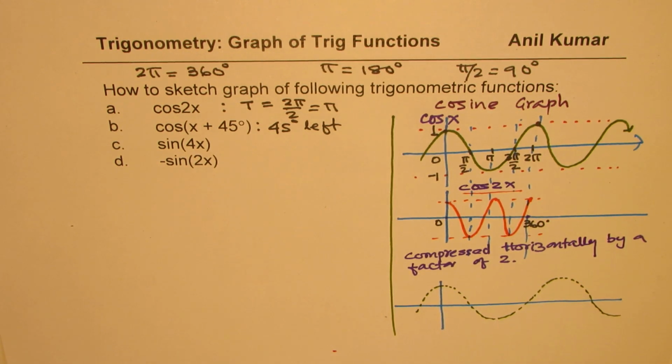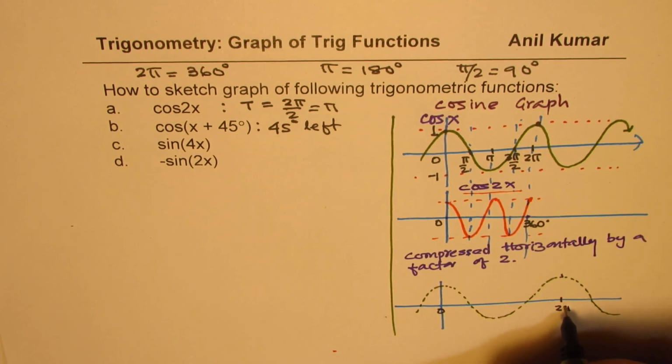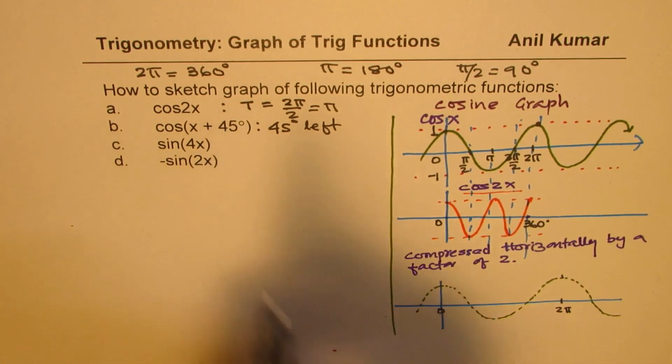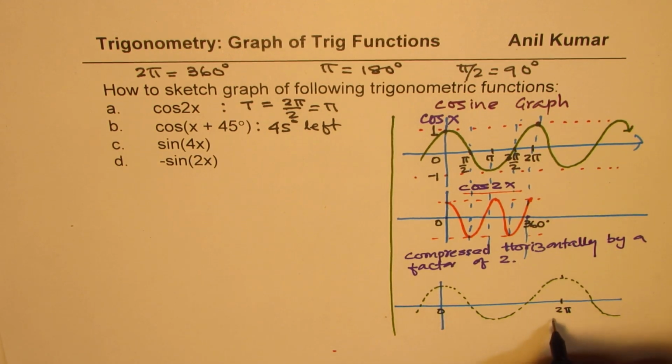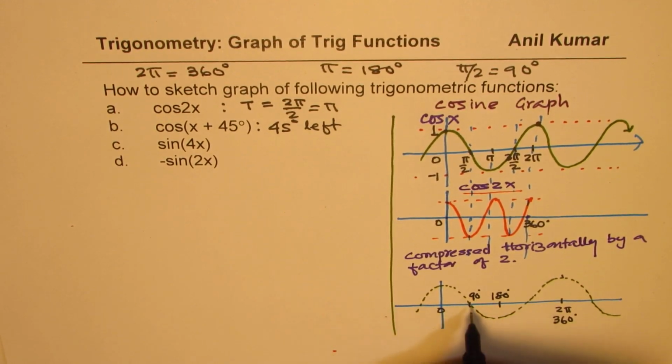Okay, so this is our cosine function, which is from 0 to, let's say this is 2 pi. I should write 0 to 360 degrees. So that means this is 180 degrees, right? And this is 90 degrees. Perfect. So half of 90 is 45.